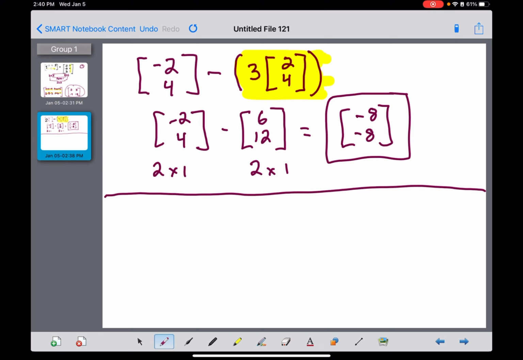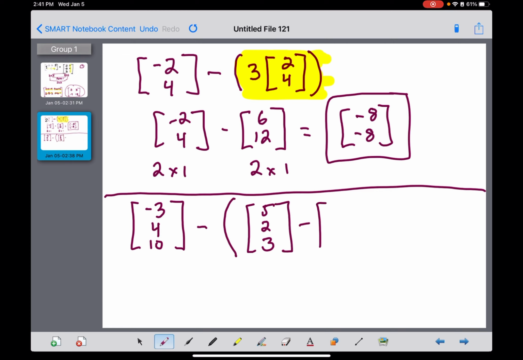Okay, so there might be scalar multiplication that you have to do. There are going to be some today where maybe you just have 3 things, say -3, 4, and 10. And then we're going to subtract from that inside parentheses 5, 2, 3 minus -2, 6, and 8. Okay, so again, we've got multiple things going on, but always keeping in mind we have to deal with this part first because it's inside parentheses.